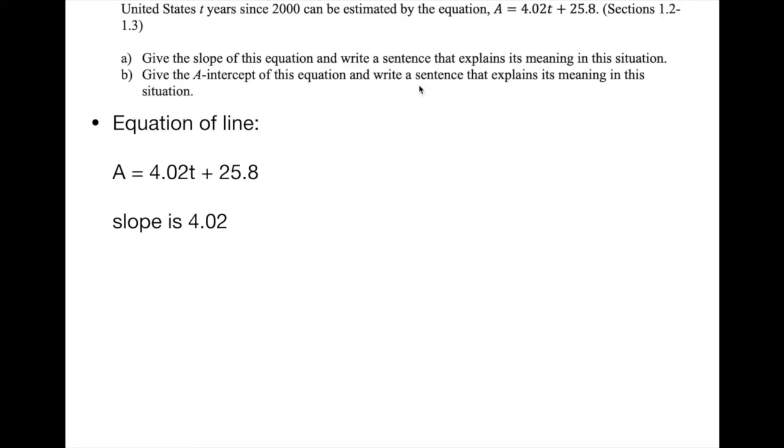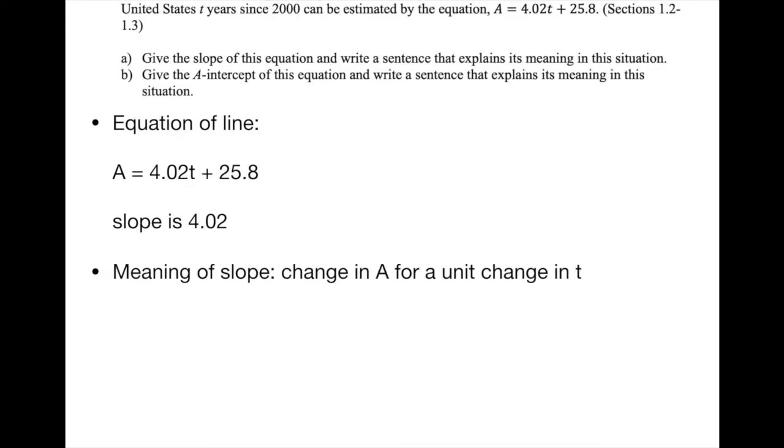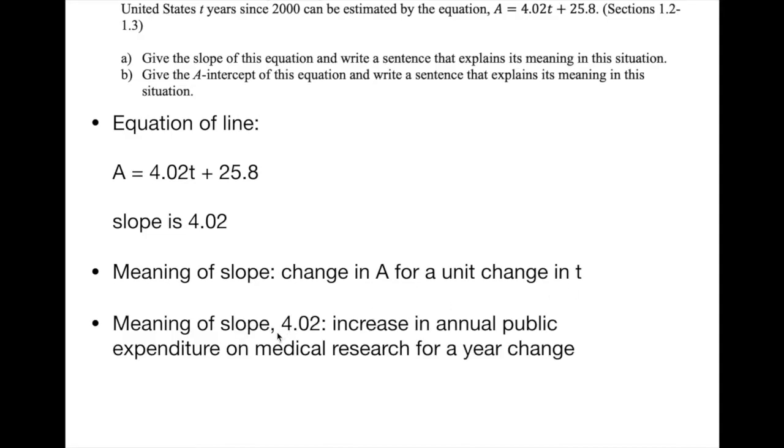Second question, very similar. A equal to 4.02 times t plus 25.8. Again, you want the slope. You know that the slope will be the coefficient in front of your t. So the slope is 4.02. The meaning of the slope, so that's basically the change in A for a unit change in t. So again, 4.02 is positive. That means it is an increase.